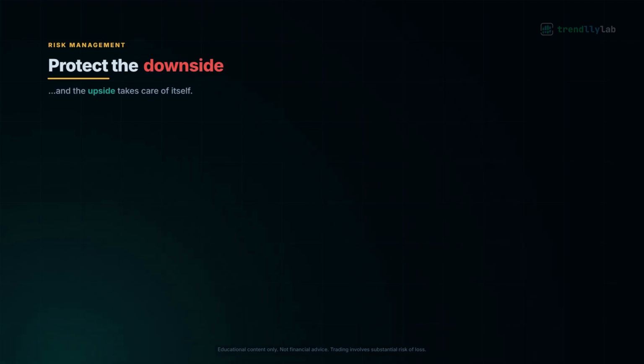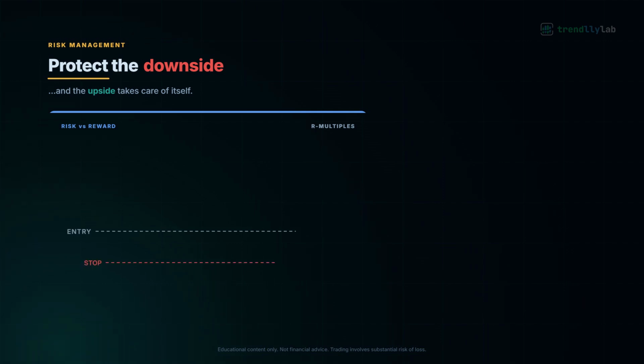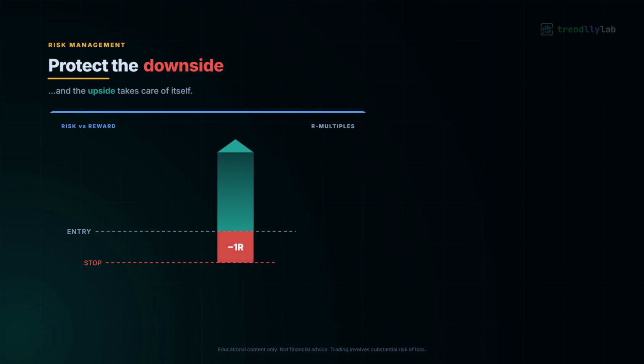Protect the downside, and the upside takes care of itself. Put risk and reward side by side, and the asymmetry is obvious. Start with two lines. Your entry, and below it the stop, the point at which the idea is wrong. Above the entry, the gain runs upward, and it keeps running with no ceiling on it. Below the entry, the loss is a short bar, capped at 1R, 1 unit of risk. Measure the gain in the same units, and you get rungs, 1R, 2R, 3R, and more beyond that.